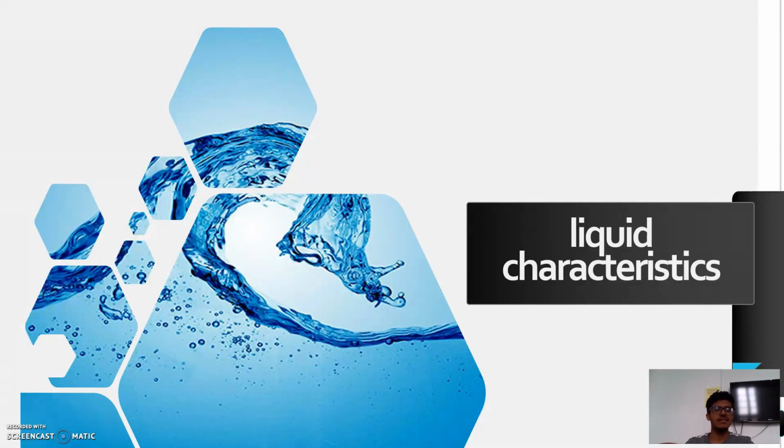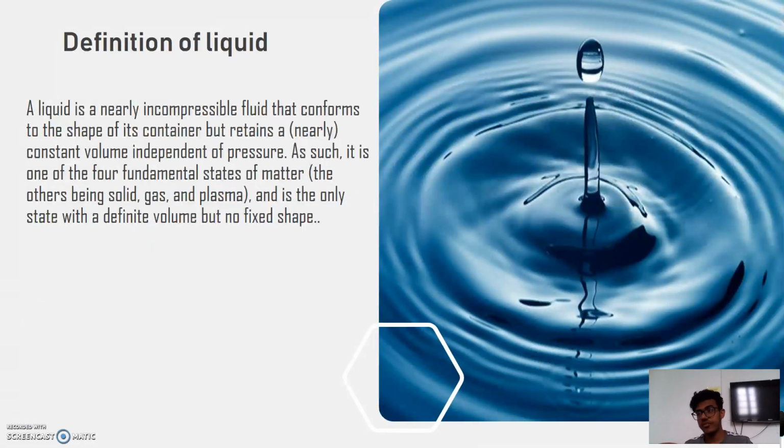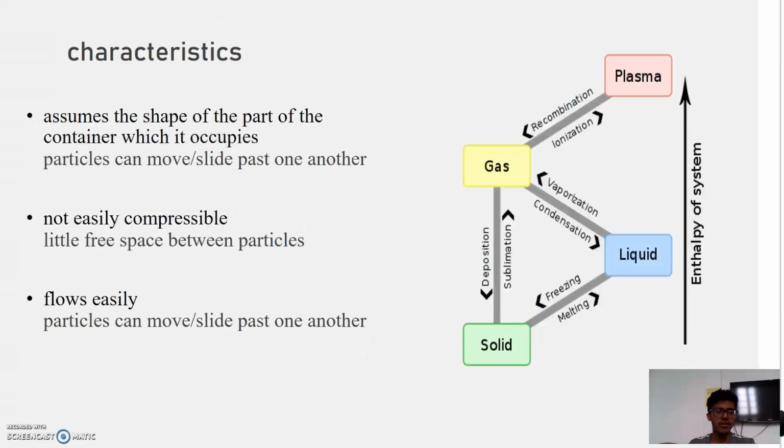Firstly, we have the liquid characteristics: the definition and meaning of liquid. A liquid is a nearly incompressible fluid that conforms to the shape of its container but retains a nearly constant volume independent of pressure. As such, it is one of the four fundamental states of matter, the others being solid, gas, and plasma, and the only state with a definite volume but no fixed shape. That means there is no certain shape for the liquid. It only takes the shape of the container.